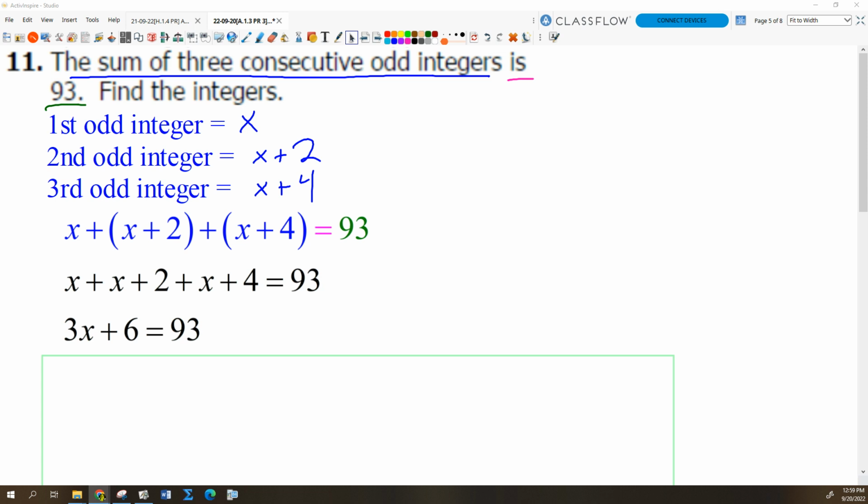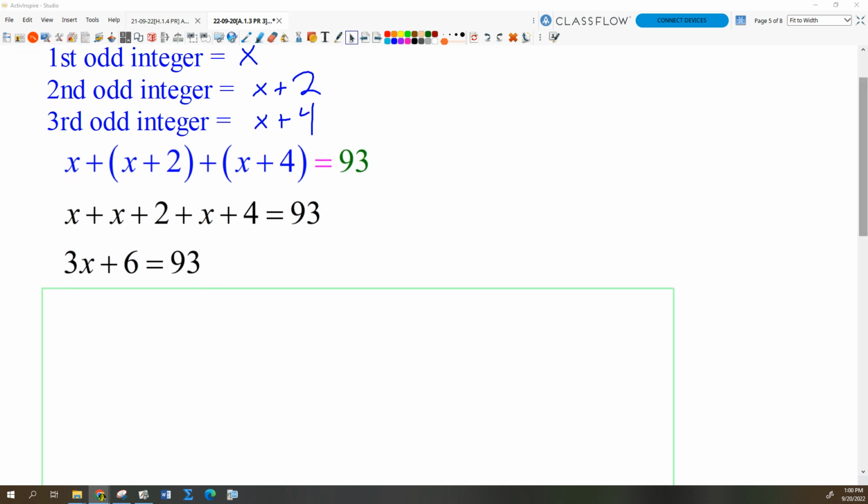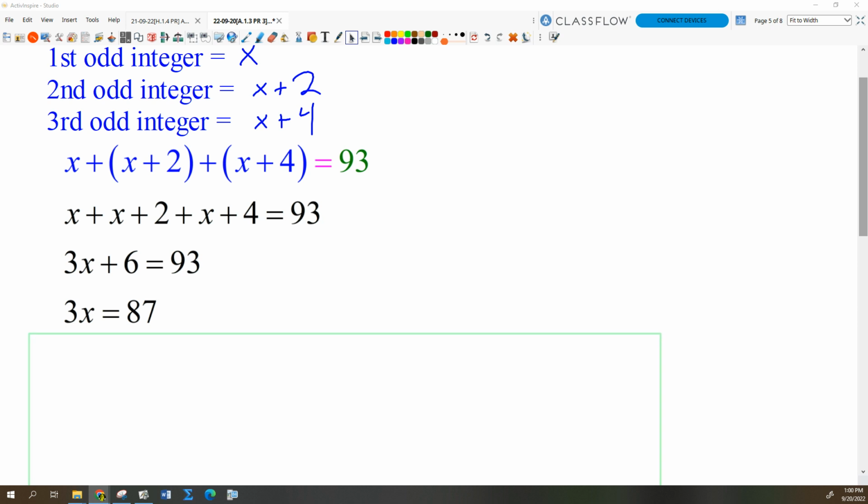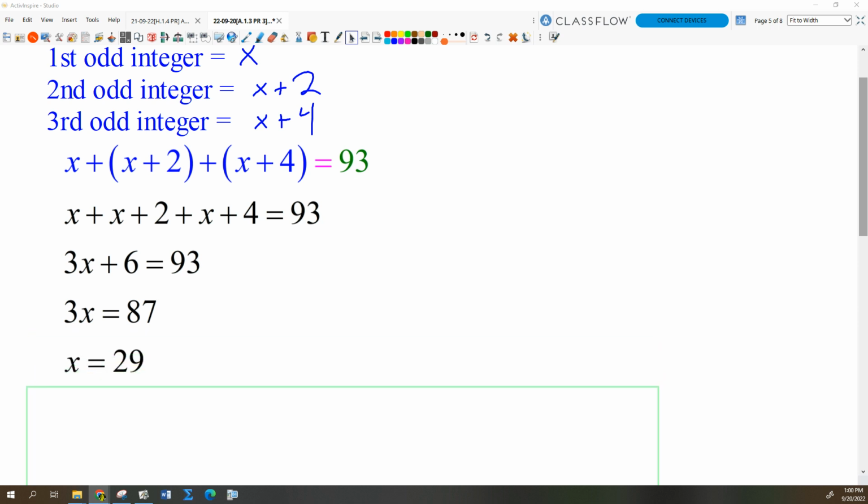Anybody want to be brave? You got an answer? What do you think? Oh, yeah, you added. That's all you did. Okay, so you can get it then. 29, is it? There you go. So it's 29. If we just keep going, we'd subtract 6, divide 87 by 3, and that's 29, right?